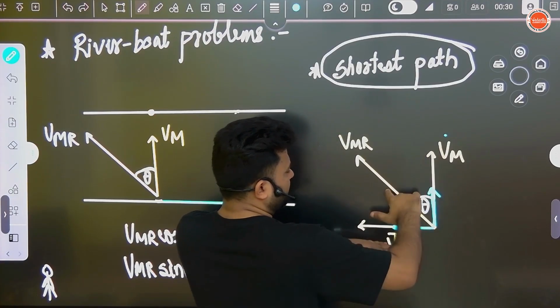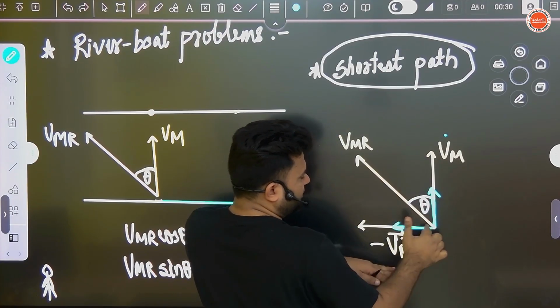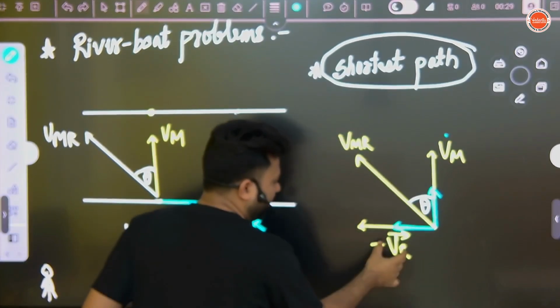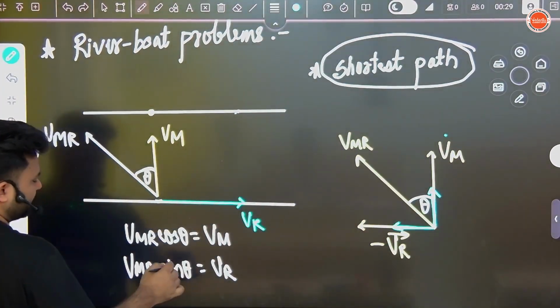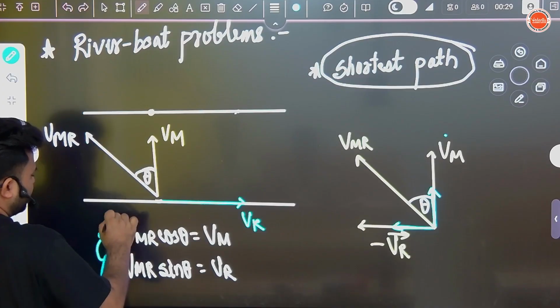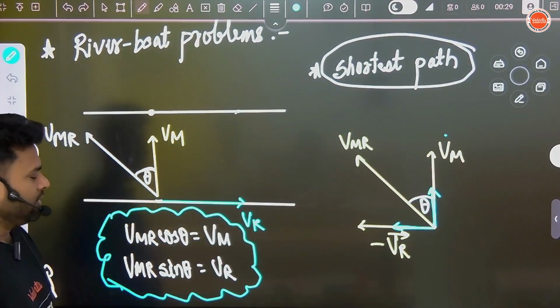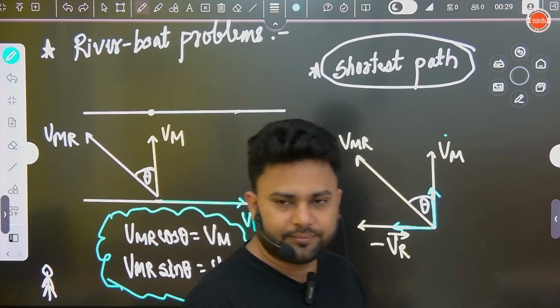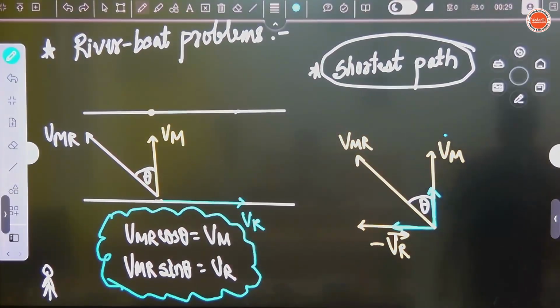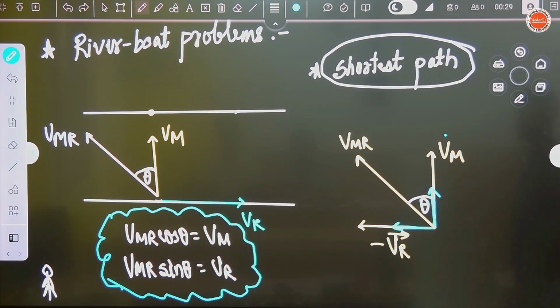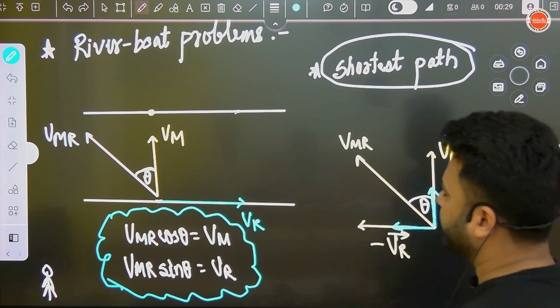Hide these two. So this is VMR, this is theta, this is VMR cos theta, this is VMR sin theta. So VMR sin theta is nothing but VR, no? VMR sin theta is nothing but VR. Just you have to remember this. They will ask questions from here only. They will just give the values. Rest all the things is these two equations.